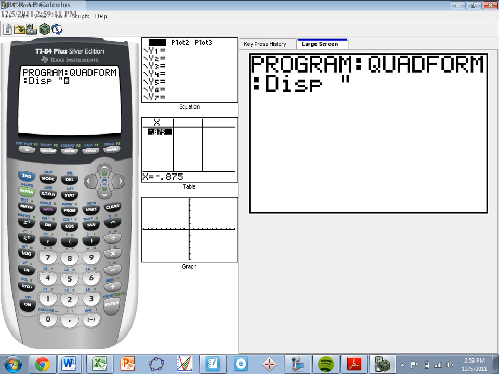Are we all on the same page right now? Yes? We're all at the same point? Okay. If you're not, please tell me so we can fix it. So display, and then we have a quotation.